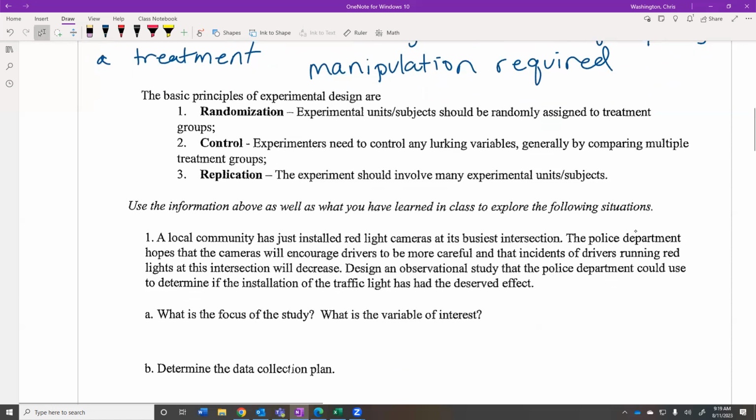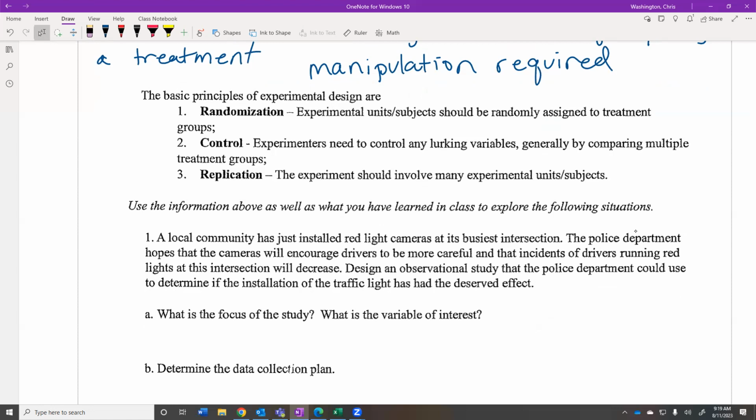The basic principles of experimental design. It has to be random. If we're going to put, let's say we have 40 people, we're going to put them in 2 groups of 20. Those groups have to be randomly selected. Which 20 go in this group and which 20 go in this group, completely random. Which 20 get the medicine and which 20 get the placebo, which they think they're taking the medicine, but they don't know it's not the medicine.